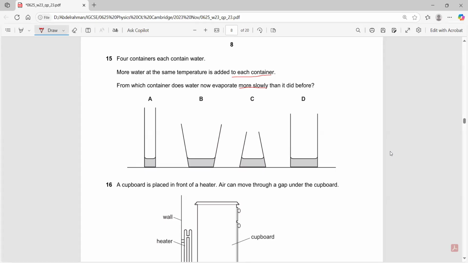water. Again, four containers each contain water. More water at the same temperature is added. So from which container does the water now evaporate more slowly than it did before? We'll cancel out D and B. If you add water all the way to the top, you'd find that C would evaporate more slowly. Okay.